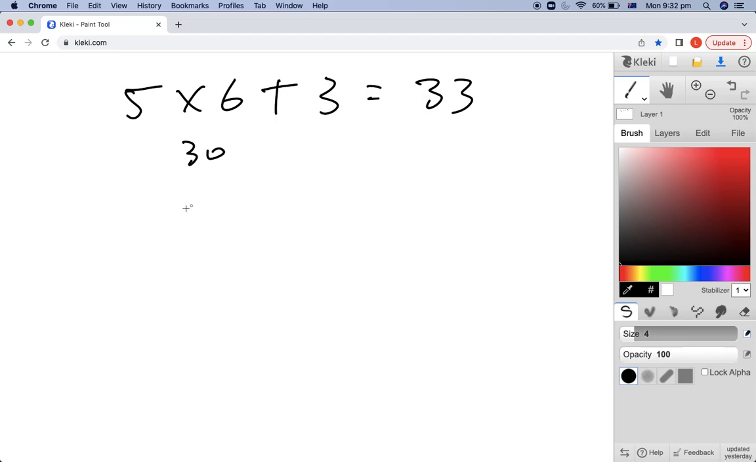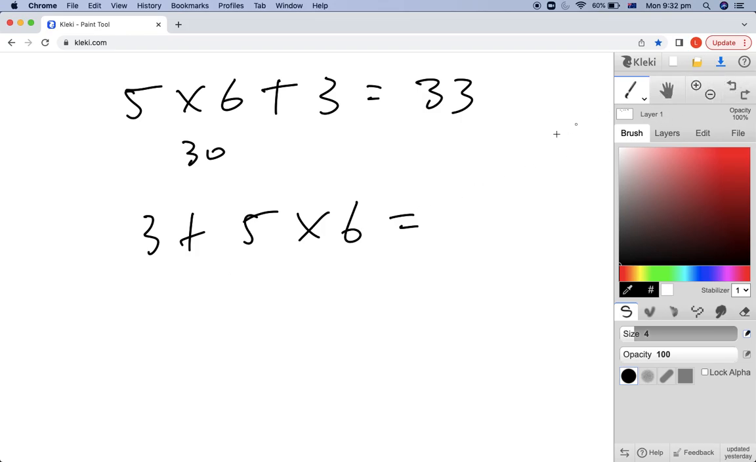But let's say with a different question, 3 plus 5 times 6, the order that you go, left to right, is going to matter now. So if we went left to right, just without BODMAS, we do 3 plus 5, which is 8, 8 times 6, which is 48, and that's going to be incorrect.